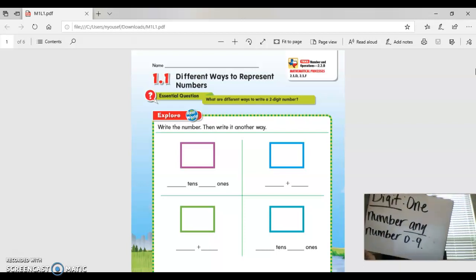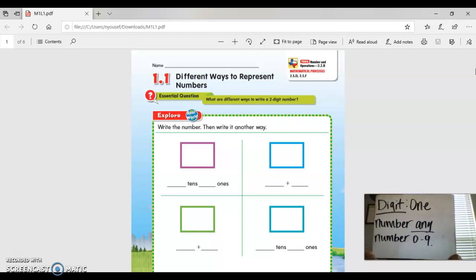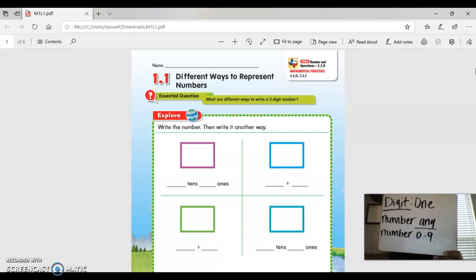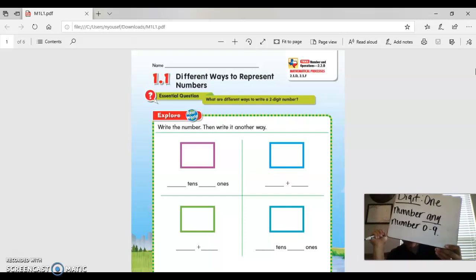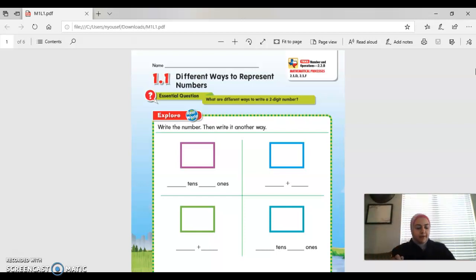down. Digit. What is a digit? Oh, what's a digit? One number, any number, 0 through 9. So I need you to write this down. Digit is one number, any number, 0 through 9. And then you say, one number, any number, 0 through 9. So a digit is any number that's 0 through 9. Okay? Just make sure you have that vocabulary word written down in your math notebook.